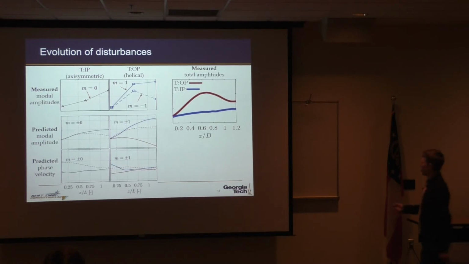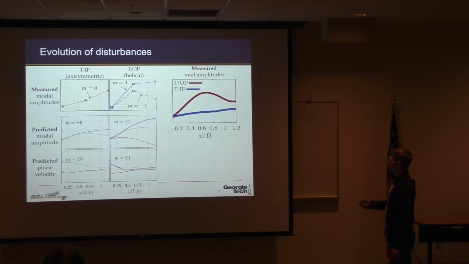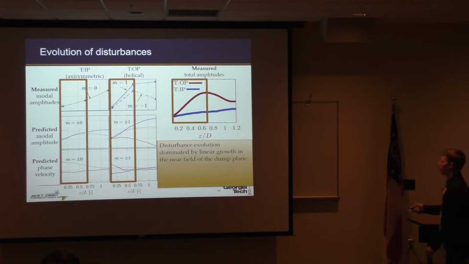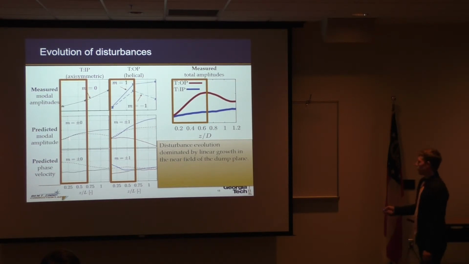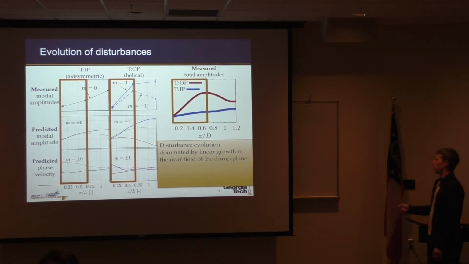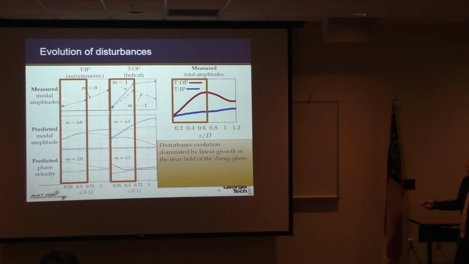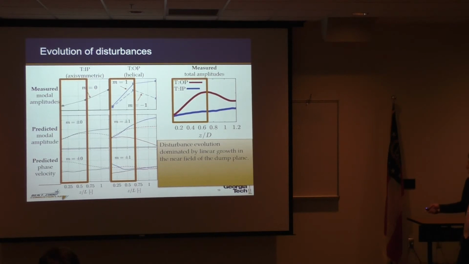What I'm showing here are measured amplitudes. This is just of an axisymmetric mode and just of a helical mode, and then the sum of all these modes. And then these are predicted modes from linear stability analysis. And just to quickly get through, I'll try to answer any more questions in the question section. Basically what we see here is that very near, in the first half of this plane, we see linear growth of disturbances, which we can see both in terms of the predicted modal amplitudes and the measured total amplitude in the near field.